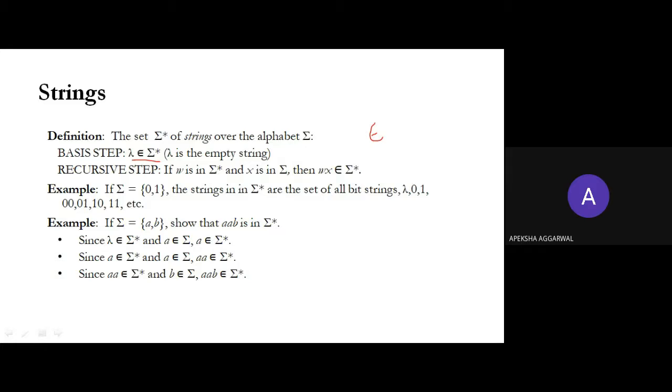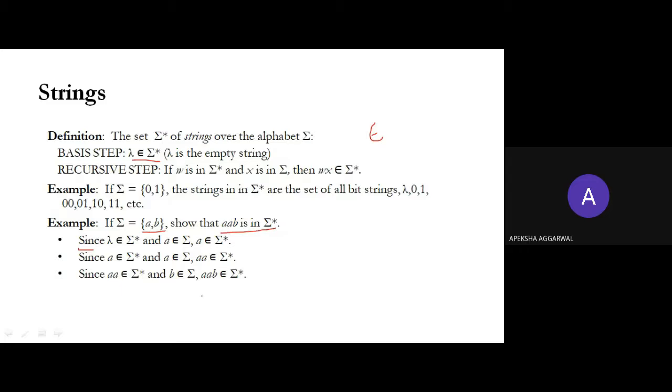Every time you pick, because you have started from epsilon, you say that epsilon belongs to sigma star. And whenever you concatenate this epsilon with any alphabet, 0 or 1, you will again get a string that belongs to sigma star. Now, this is what is represented over here in the points. So an example is given to you. The alphabet is A and B. Now you have to show that AAB is in sigma star.